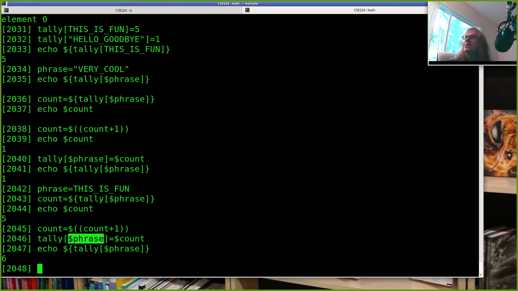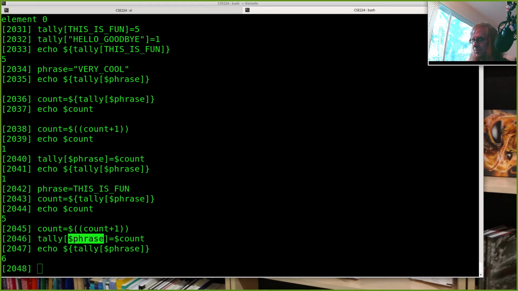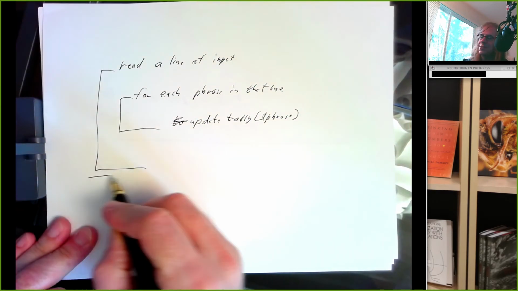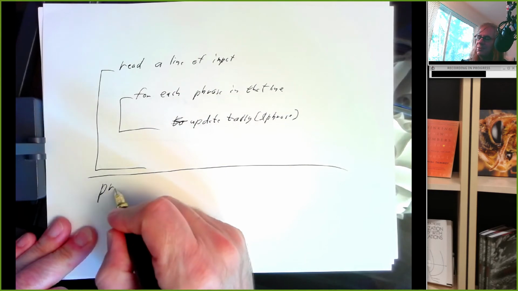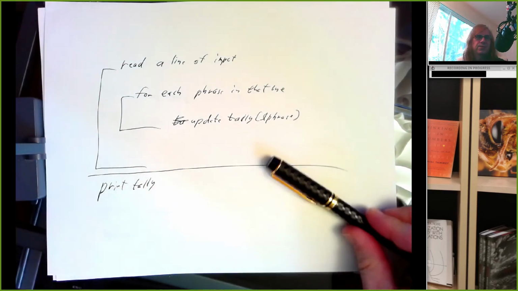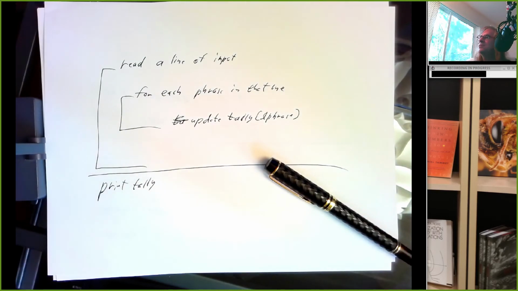All right, and then the third part of PA5 is printing the tally at the end. So after we've finished this loop, after we've gone through all of this and built up the tally, then we want to print the tally, which means basically just going through all the phrases that we've saved and printing out the phrase and the number of times that we've seen it.